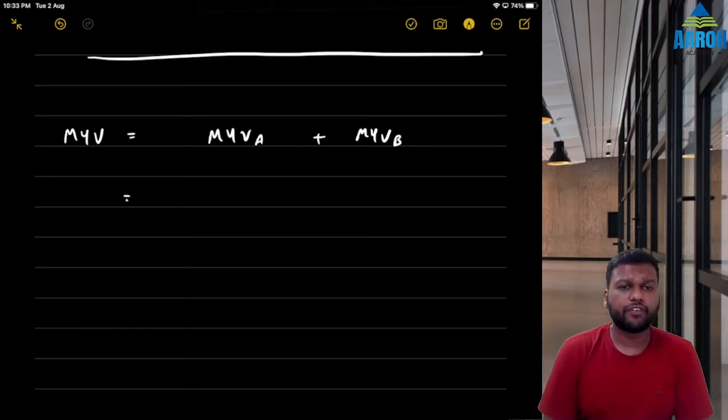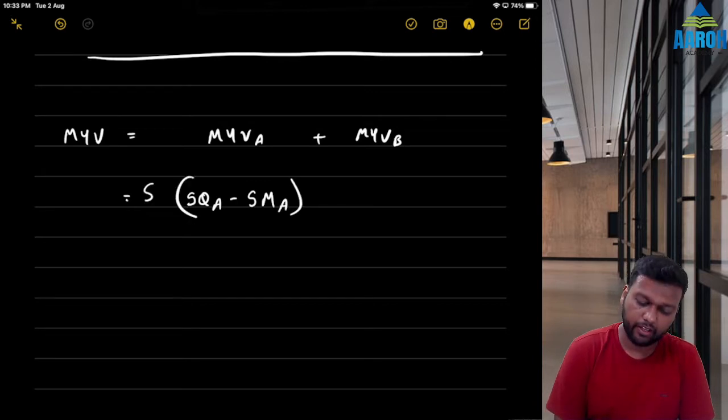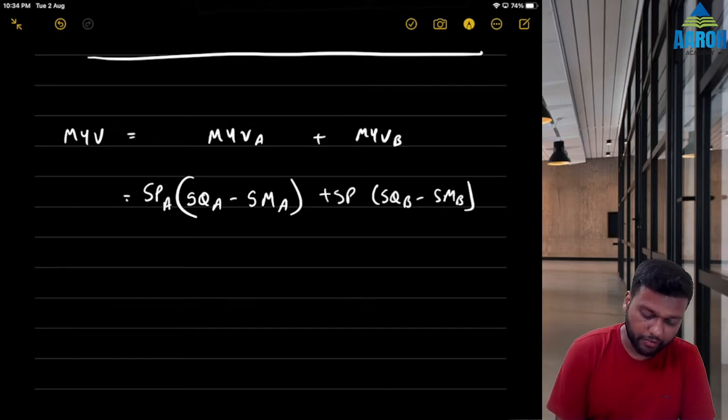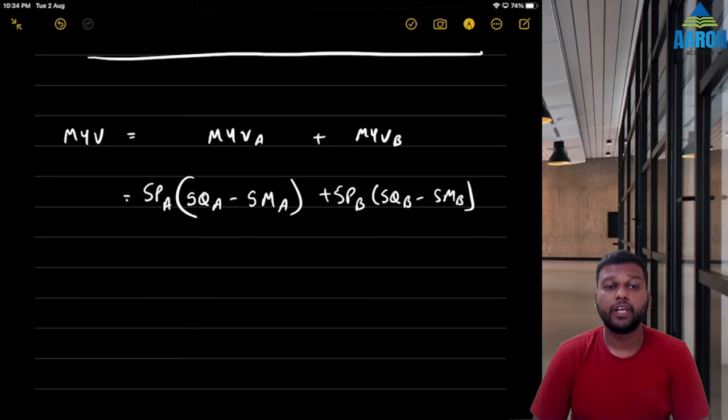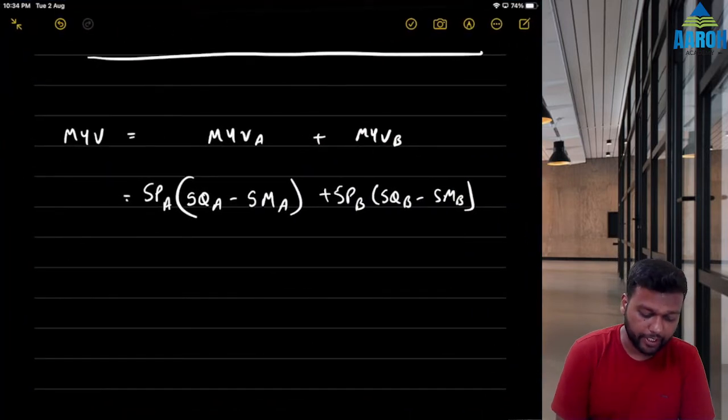Material yield variance of A will be what? What is the formula of material yield variance? SQ of A minus SM of A into SP of A, plus similarly SQ of B minus SM of B into SP of B. And this is given to us as 270 adverse, which is minus 270.